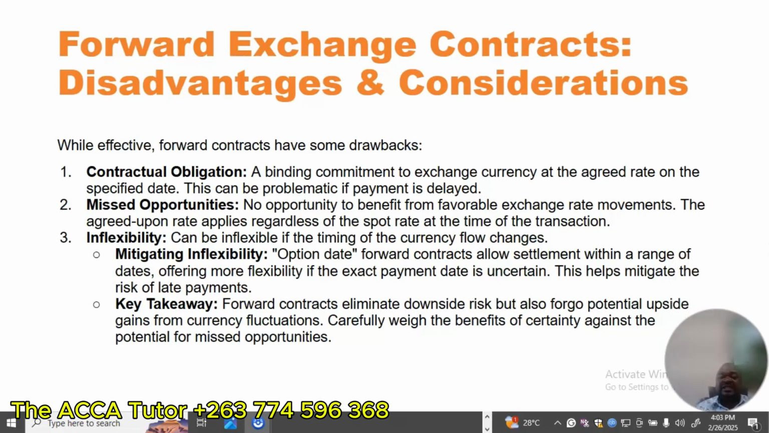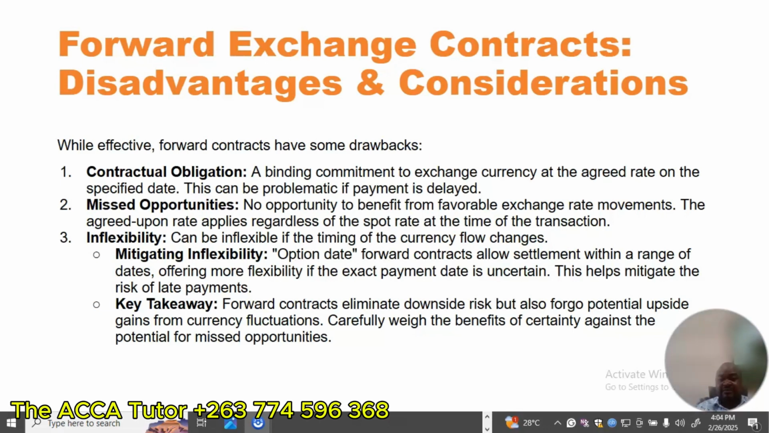Missed opportunities. No opportunity to benefit from favorable exchange rate movements. As you have seen, sometimes when the exchange rate should have been in your favor, you are going to miss it because of the contract which you have already entered into. There won't be any chance to turn back. Inflexibility. Can be inflexible if the timing of the currency flow changes.